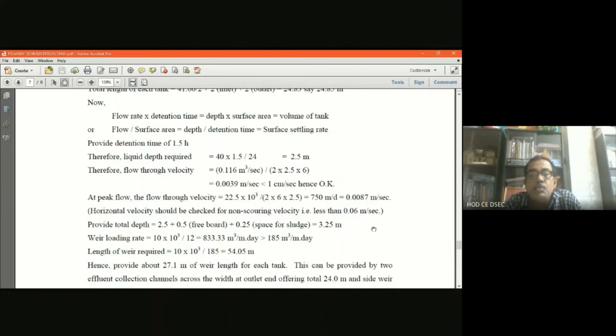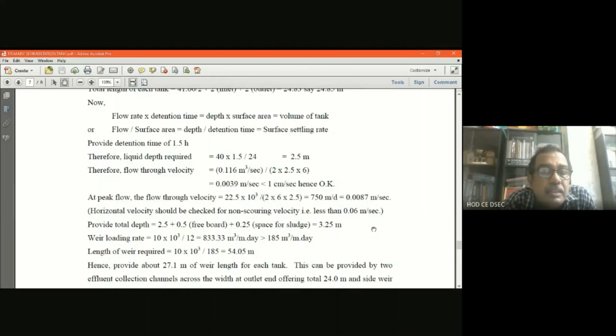Since there are 2 number of tanks, the total area is 2 into 6 into 2.5 meters. That is the vertical plane area on which the horizontal velocity acts. So for finding the horizontal velocity, we have to divide Q by the vertical plane area, that is 6 by 2.5, and 2 means twice the tank. So ultimately we will get 0.0087 meter per second. And this horizontal velocity should be checked for non-scouring velocity, whether it is less than 0.06 meter per second. Why 0.06? Because VC we have calculated by the formula is 0.06 meter per second.